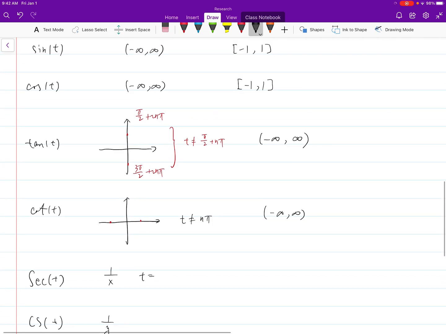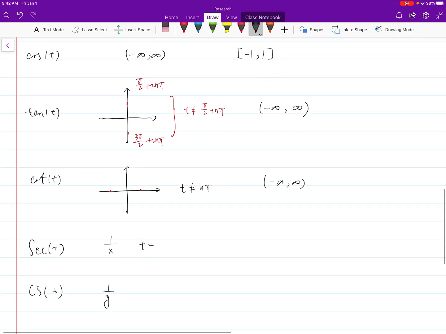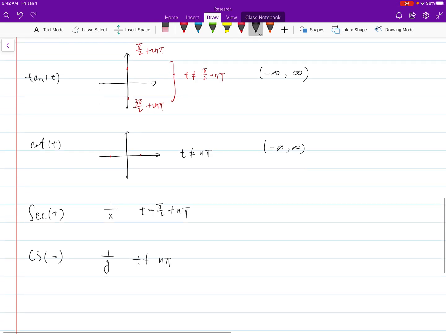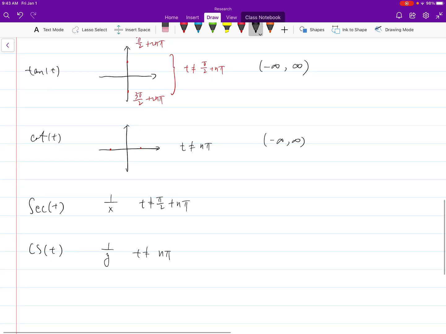Okay, this is 1 over x, this is 1 over y. Therefore, this should correspond to cosine not equal to 0, so t does not equal pi over 2 plus n pi, and t does not equal 0 plus n pi. You can verify by yourself. So there are certain values you cannot plug in. If you plug in, you got trouble.